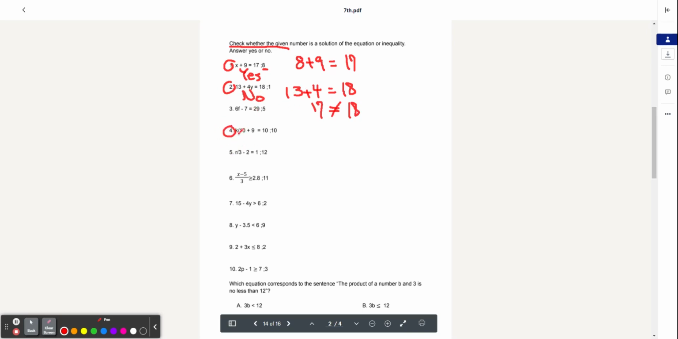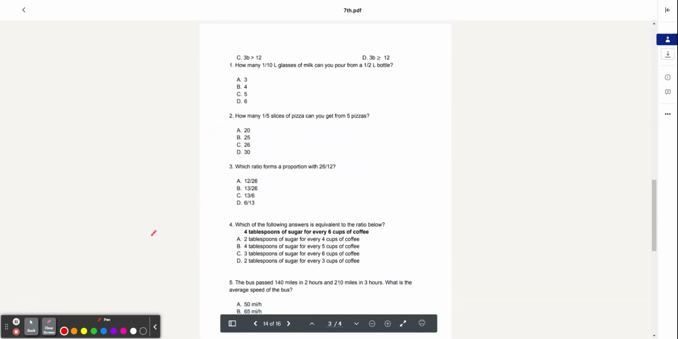Let's get 4. K divided by 10 plus 9 equals 10. We're going to put 10. So that becomes 10 over 10 plus 9 equals 10. And 10 divided by 10 is 1. So 1 plus 9 equals 10. That is true, so we're going to say yes. And try the rest on your own. Let's move on.